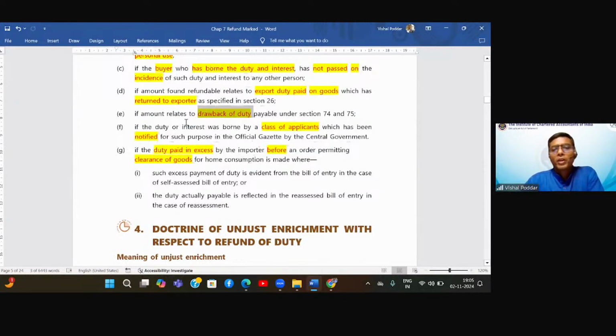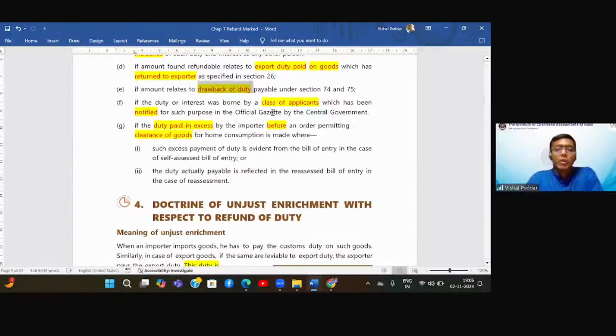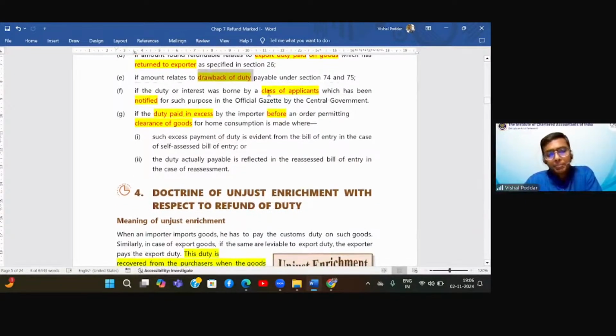Now, in this particular case, they are saying that whenever the amount relates to drawback, we will not check the concept of unjust enrichment. We will directly allow you refund. So in short, for drawback of duty, which is applicable in sections 74 and 75, there are two different drawback sections. One is where there is trading, one where there is manufacturing. For both these sections, the drawback would be applicable, and you would be getting the amount of drawback without applying the principle or doctrine of unjust enrichment.